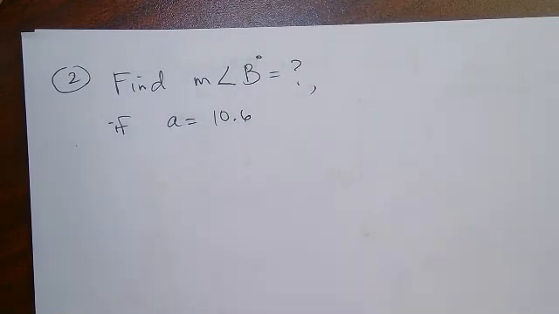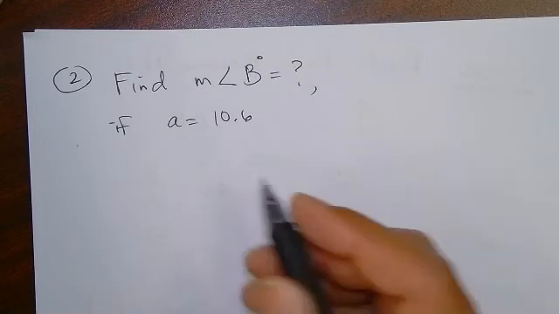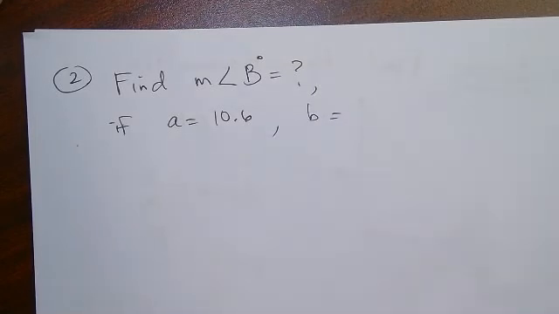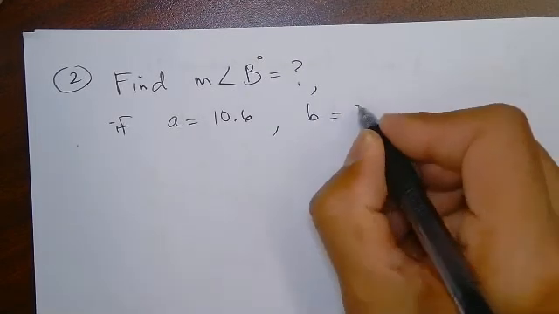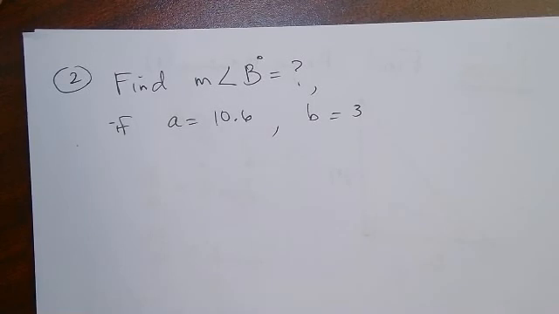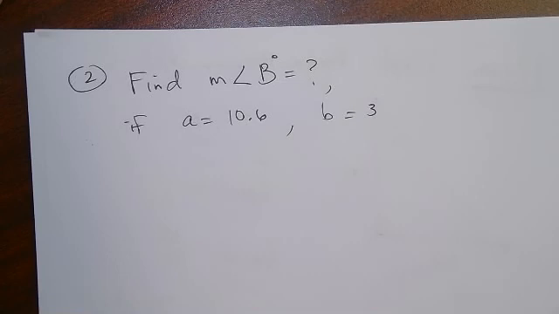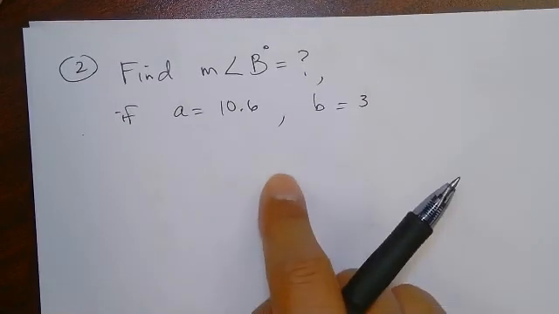If A is equal to 10.6. Sometimes they'll put 10.6 feet or inches or miles. It doesn't matter. 10.6. And B is equal to 3. Did we do these already before? On the previous assignment, we had these. Oh, it didn't give you 3 sides. We don't need 3 sides anyways.